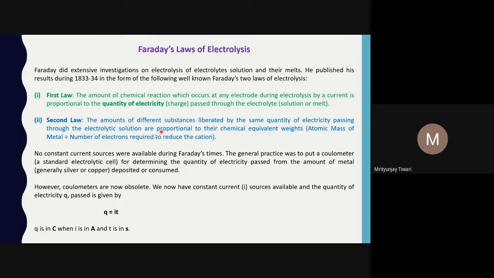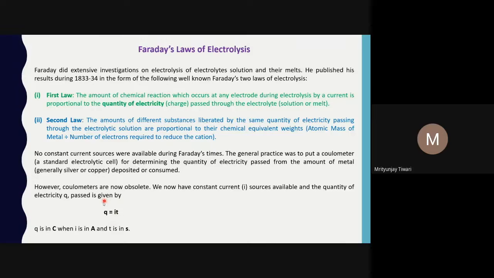So what we know at that point is that Q is equal to IT. What is the electric current? It is the rate of flow of charge, or rate of flow of electrons. The charge is Q, so Q divided by T is the electric current. So Q is equal to IT. This formula we know, and this formula we use right now. It means I, the electric current, is a constant current.